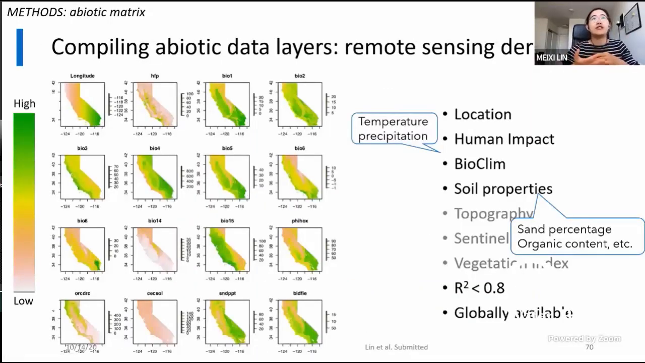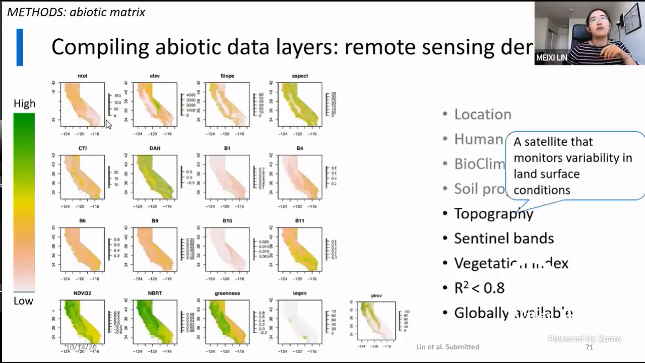To get an understanding of the environments of the sites that we surveyed, we compiled several environmental data layers that were known to affect either soil microbiota or species occurrence. For example, we collected variables like bioclim, which are temperature and precipitation, and soil property layers, as well as vegetation indices.